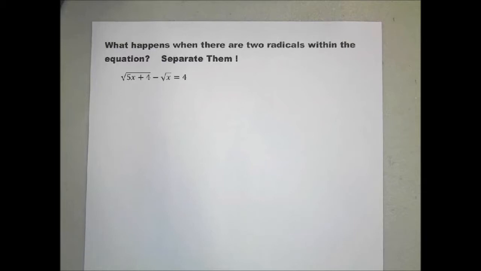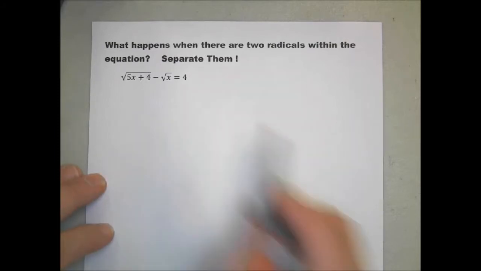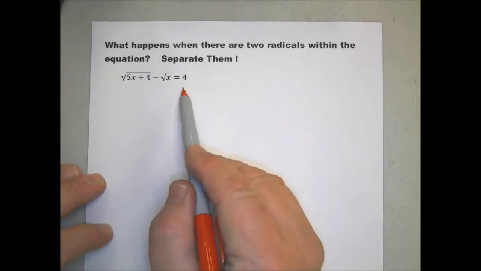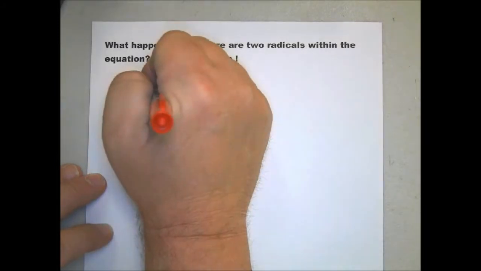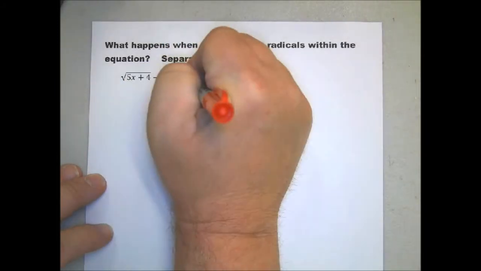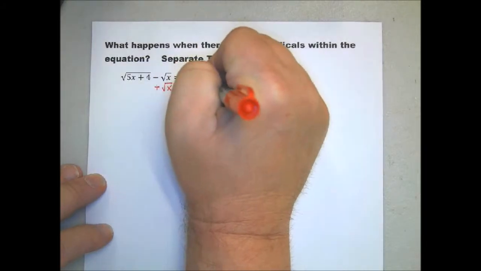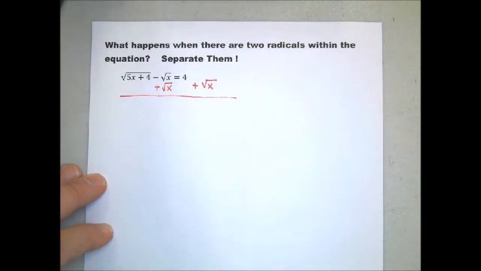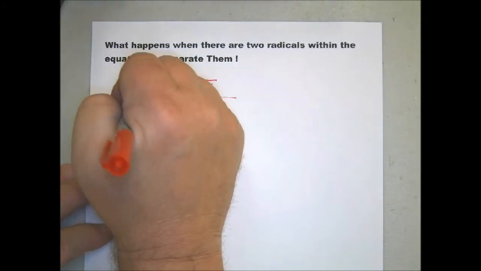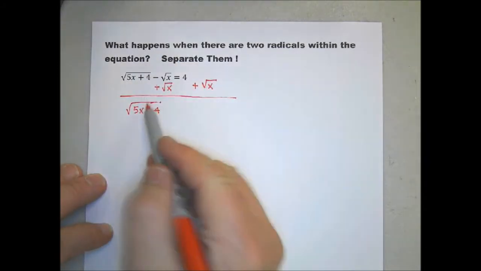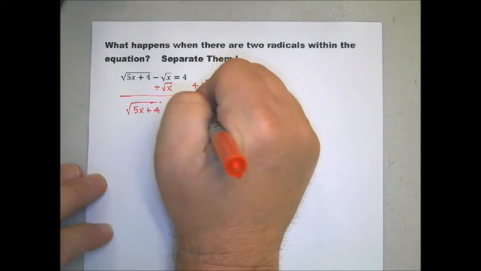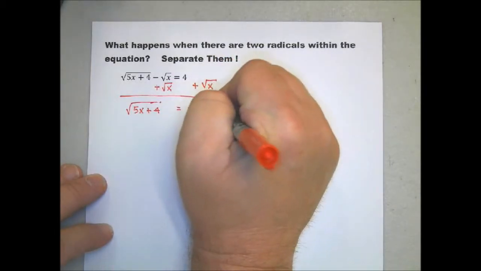I saved the most complicated problem for last. What happens when you have two radicals in the same equation? Well, the key is to separate them. Get one of them on one side and the other one on the other side. This would be the easiest one to attack right here, so I'm going to add square root x, add square root x. Now, that makes my equation the square root of 5x plus 4, all underneath this radical, equals 4 plus square root x.